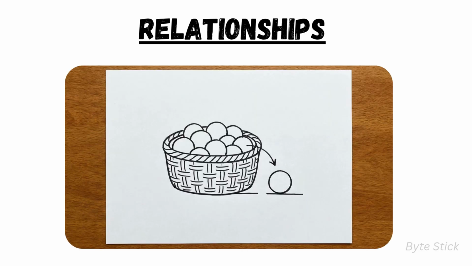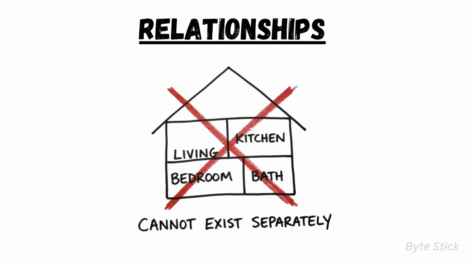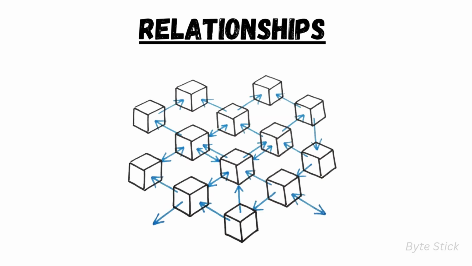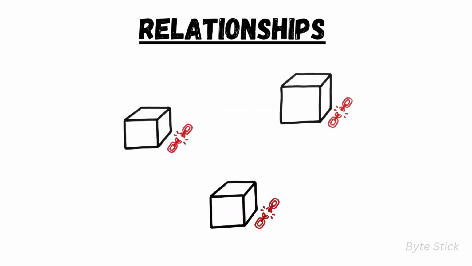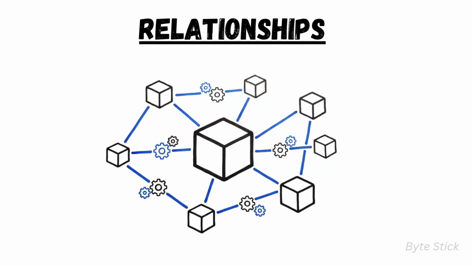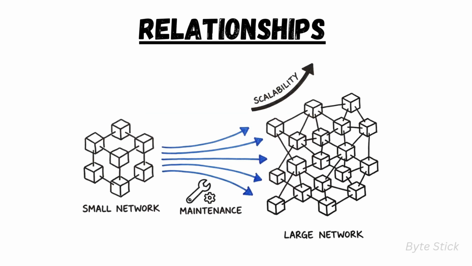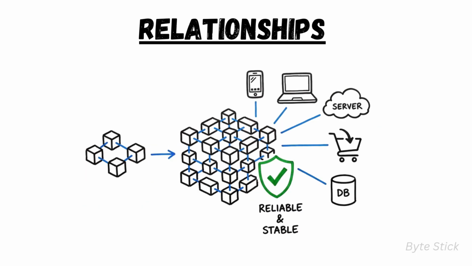Aggregation describes a weaker ownership, where objects can exist separately, while composition represents stronger ownership, where one object's lifetime depends on another. Understanding these relationships helps developers model real-world systems more accurately. Instead of treating every object as isolated, object-oriented programming builds networks of connected components that cooperate to solve larger problems. Well-designed relationships make software easier to maintain, easier to expand, and better suited for handling complex applications over time.